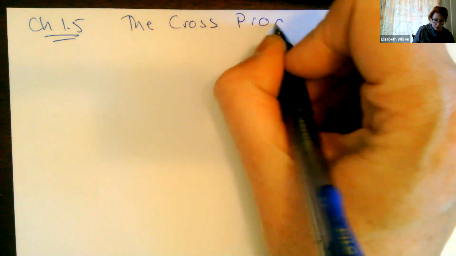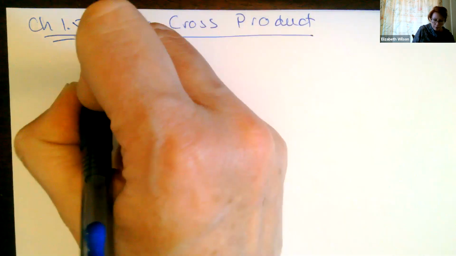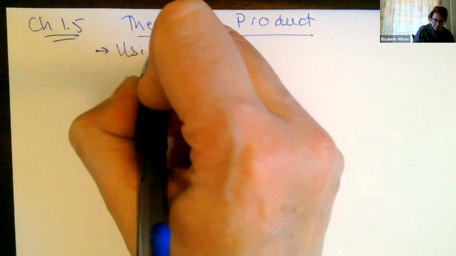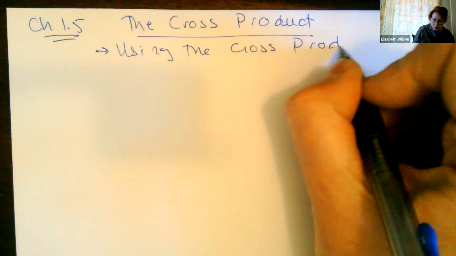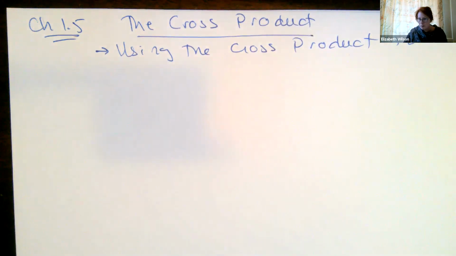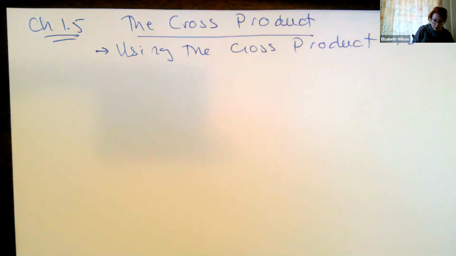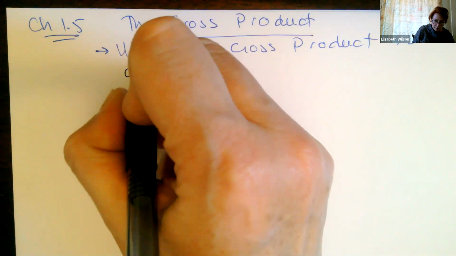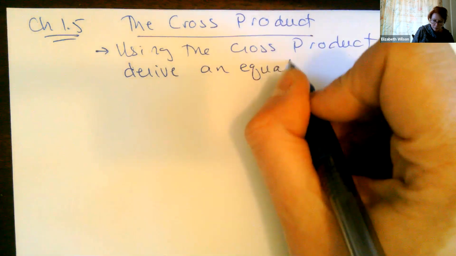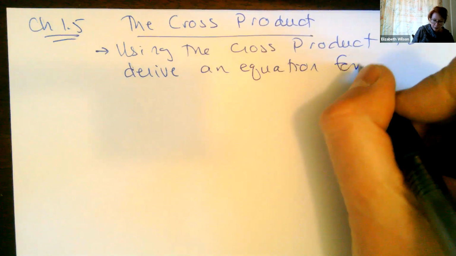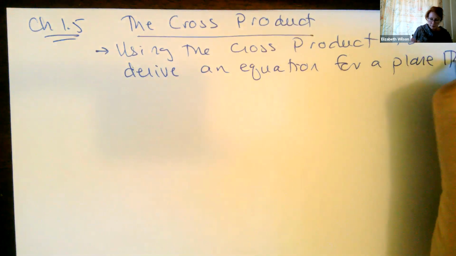So we're going to talk about chapter 1.5 today, which is called On the Outside: the Cross Product, which I'll subtitle using the cross product to describe or derive an equation for a plane. And this is in R3, okay?